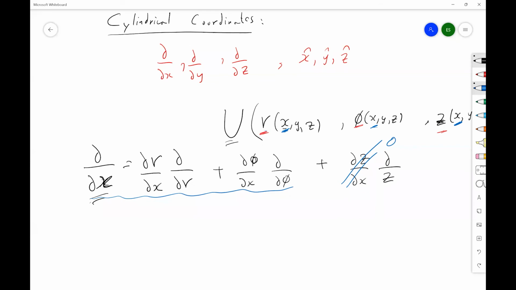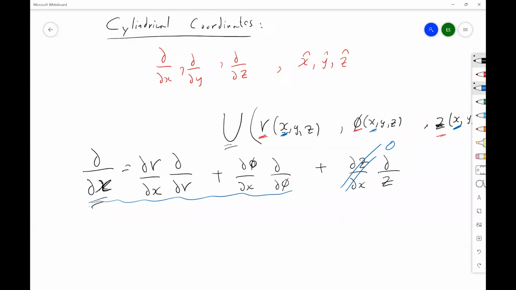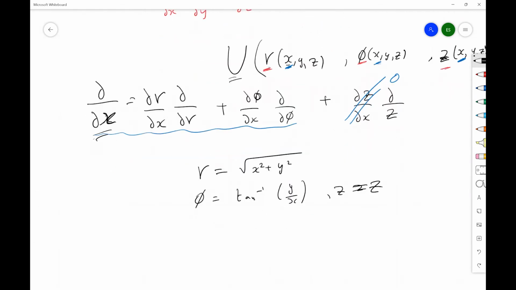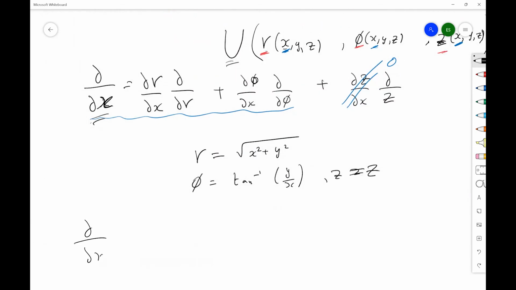And we can continue here. The next step is transforming the X hat, Y hat, and Z hat. So we have to remember the coordinate transformations. We know that R equals square root of X squared plus Y squared. Phi equals tan inverse Y over X. And Z equals Z. Simple enough. So I want to now apply this. I want to write delta over delta X.